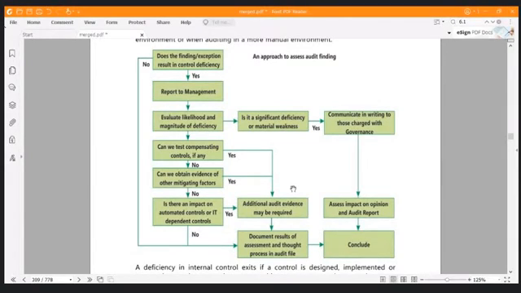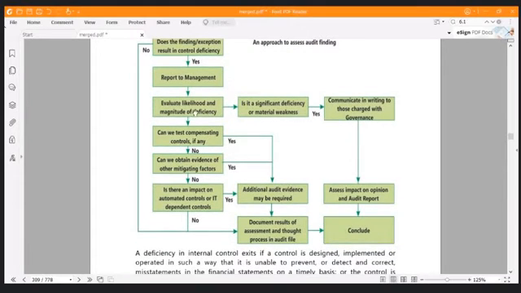Next, you have put it in numbers. Now, if we go to the right, it is asking, is it a significant deficiency or material weakness? Significant deficiency is the term used for test of controls. Significant deficiency means either there is a control which is not utilized or not followed, or there is no control at all. So both scenarios are as good as there being no control at all.